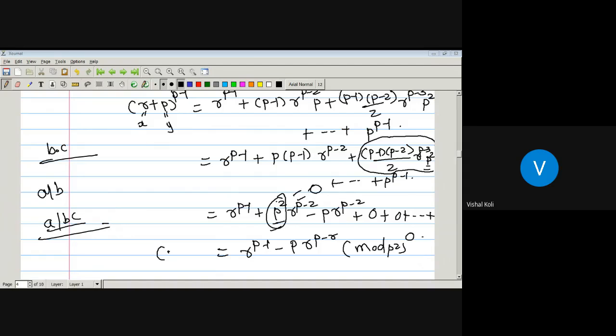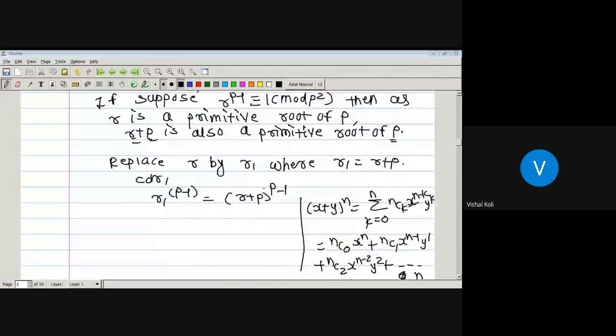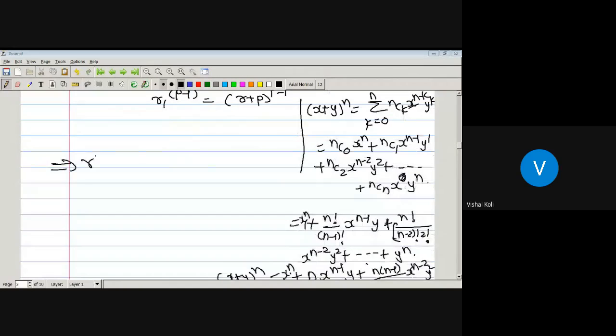So r plus p to the power p minus 1 is nothing but r to the power p minus 1 minus of p into r to the power p minus 2 modulo p square. Okay. Thus our congruence here, which is r1 to the power p minus 1, is congruent to r to the power p minus 1 minus of p into r to the power p minus 2 modulo p square.